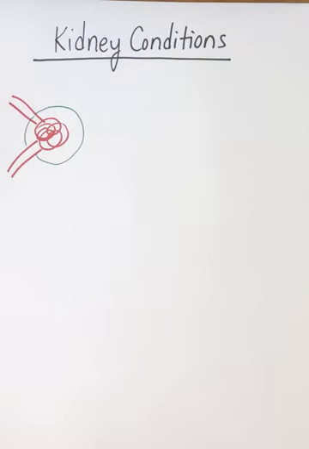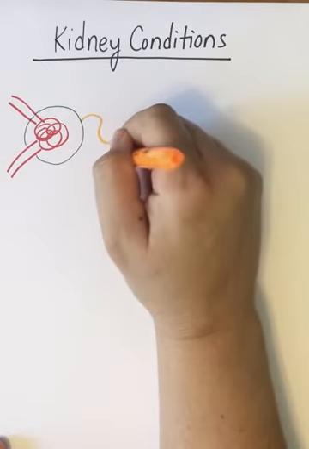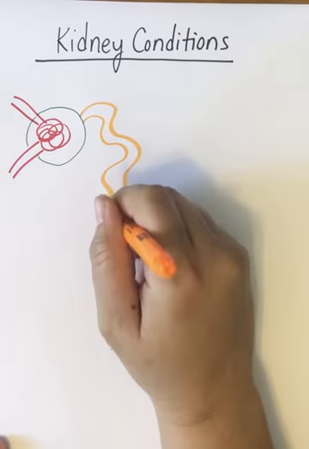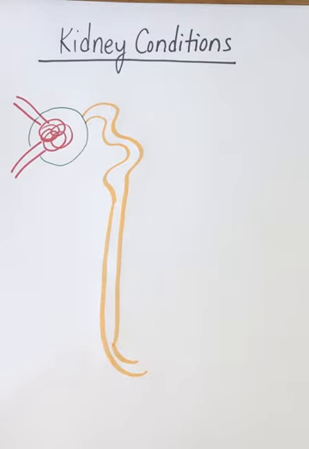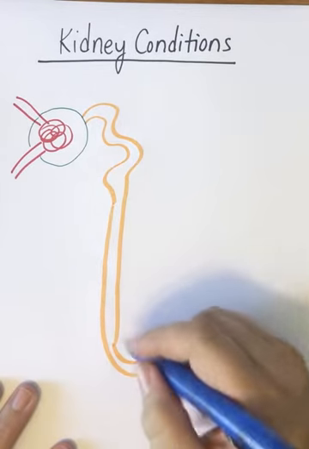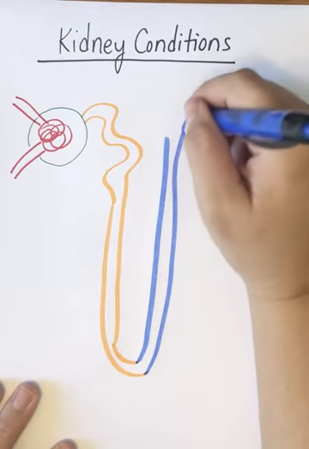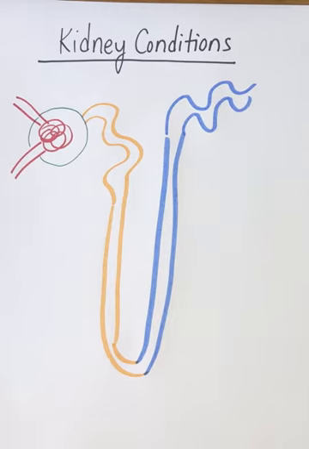glomerular nephritis. We know that this is the nephron. We have our proximal convoluted tubule, which is going to be important, the descending limb of the loop of Henle, our ascending limb of the loop of Henle, and our distal convoluted tubule. So the whole goal of the nephron is to get rid of waste.